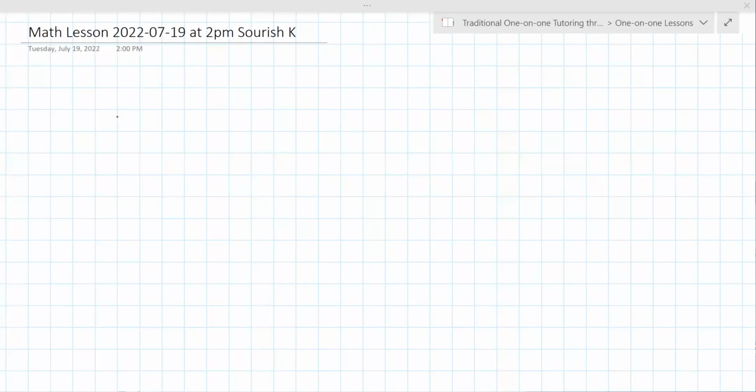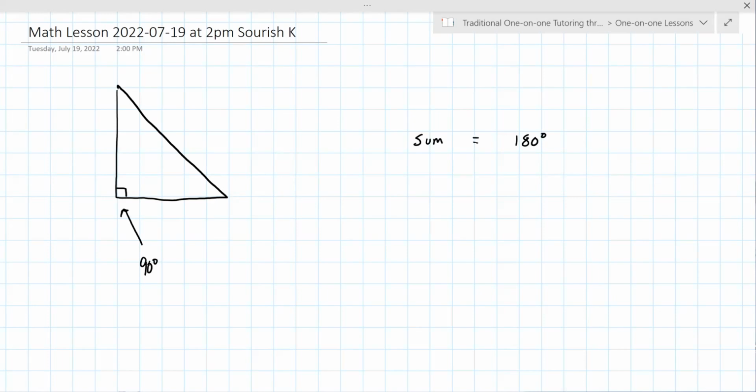Today we've been talking a lot about triangles. Do you remember what this symbol means here? The symbol means you need to find what equals 180 degrees, but you need to find the exact angle. Do you remember what this angle measure is? The angle measure is 90 degrees. Very good. So the sum in a triangle is 180 degrees. Do you remember that?